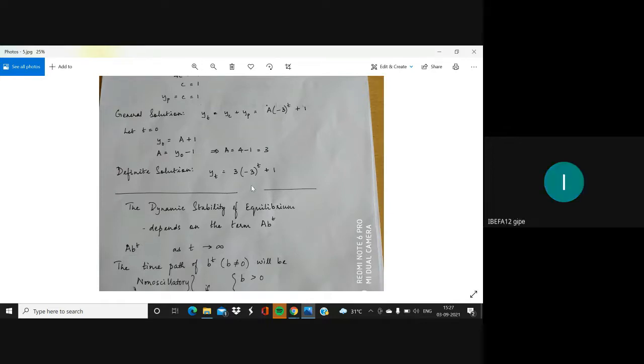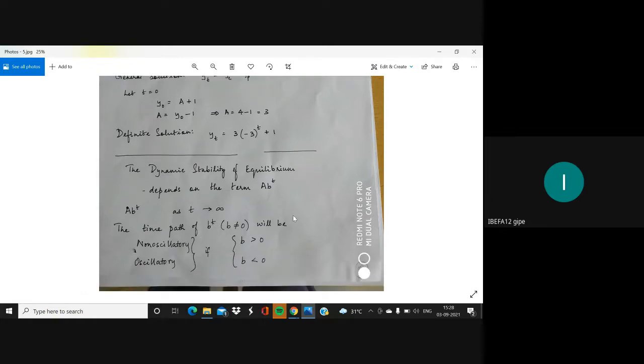Now somebody was talking about this a little earlier. Now the dynamic stability of equilibrium depends on this term A b^t, basically this term that you got from your solutions. Now as t tends to infinity, or as the sample size grows larger and larger, as you have more observations, what will happen to b^t? We'll just look at what happens exactly to this variable b raised to the power t.